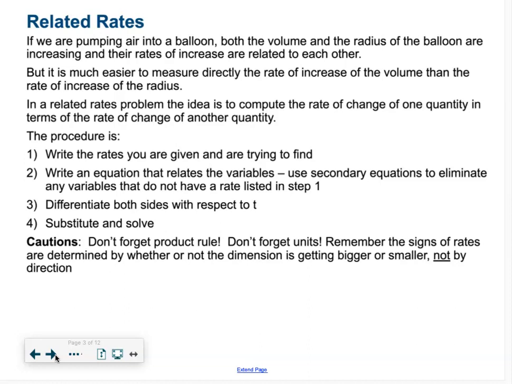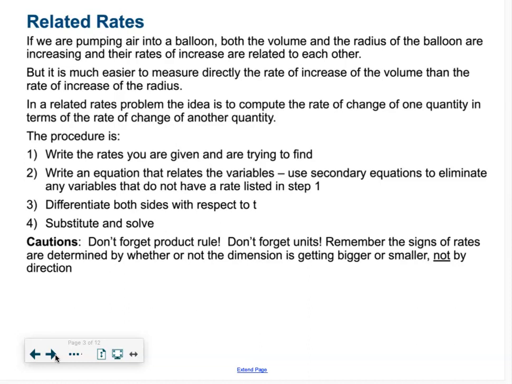So say I know the rate of change of the volume just by measuring how much air I'm pumping into the balloon. However much air I pump in, that's the rate of change of the volume. If I want the rate of change of the radius of the balloon, then I can just use what's called related rates to calculate the rate of change of the radius without having to actually figure out how to measure the rate of change of the radius. So that's where related rates comes in.